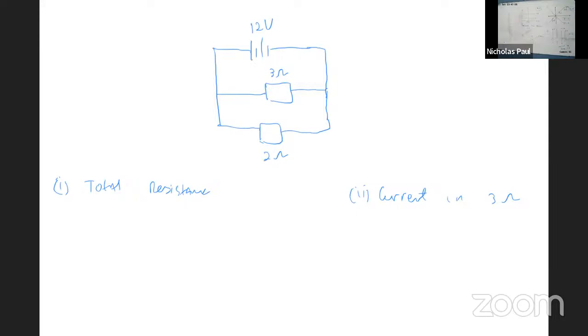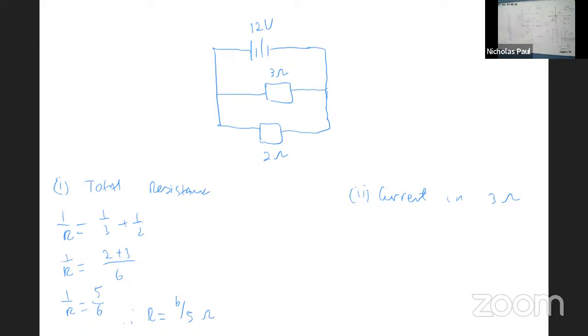Ready? So let's try it. 1 over R is equal to 1 over 3 plus 1 over 2. Everything is over 6, so that'll be 2 plus 3. So 1 over R is 5 over 6, but that's not your answer. You have to flip it over. So R is equal to 6 over 5 ohms, or you can write 1.2.